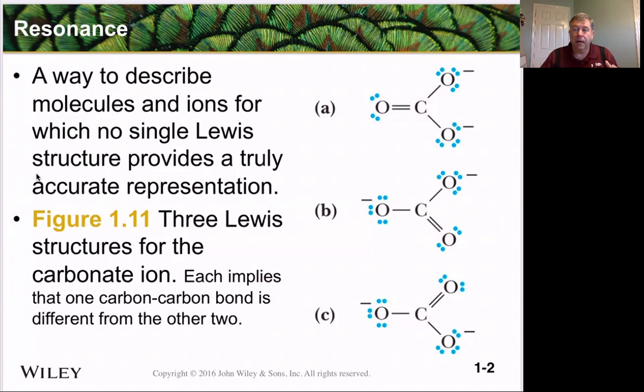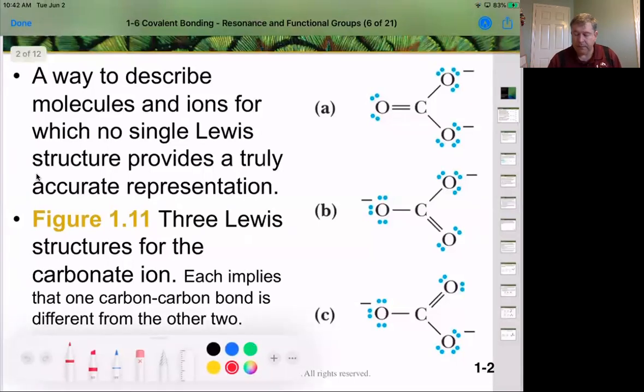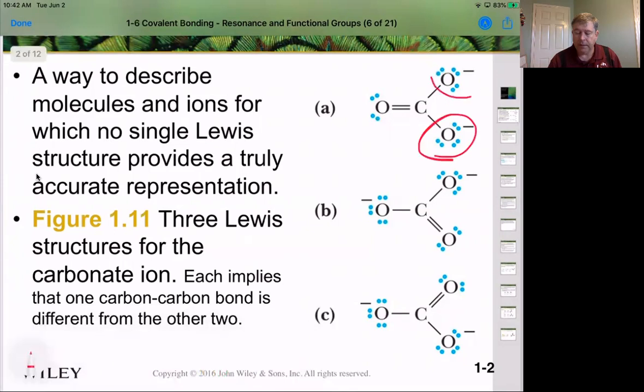But there are times and places where we will see that no one drawing of our Lewis dot structure tells the whole story accurately. For example, in this case that we see here, why is this charge here and here, but not here? They seem to be equivalent. We don't know that there's any difference there. So this one representation of a Lewis dot structure does not tell the whole story.